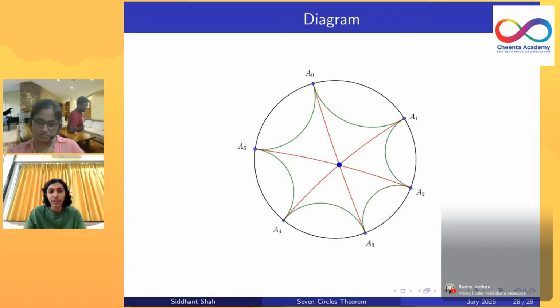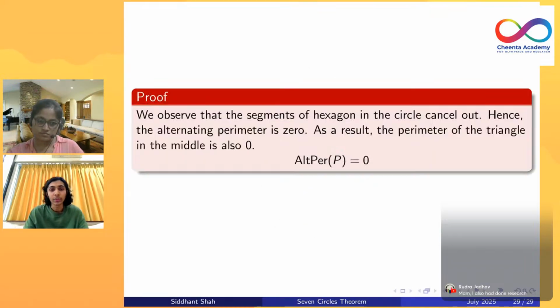I have represented this in the next slide. So we found out after a lot of calculations that the area which I introduced before was coming out to be zero, and thus we were able to prove that it was concurring at a point. Next slide.